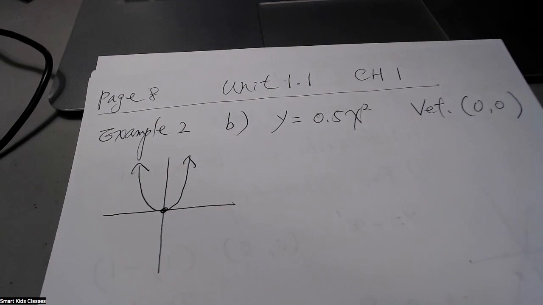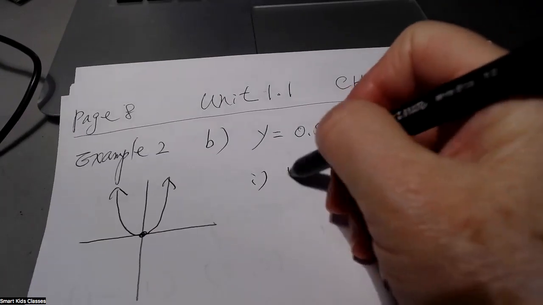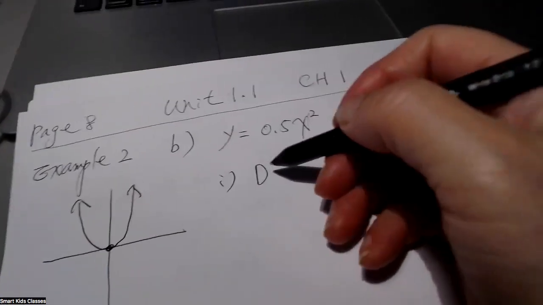So let's write the explanation. For domain. So D.